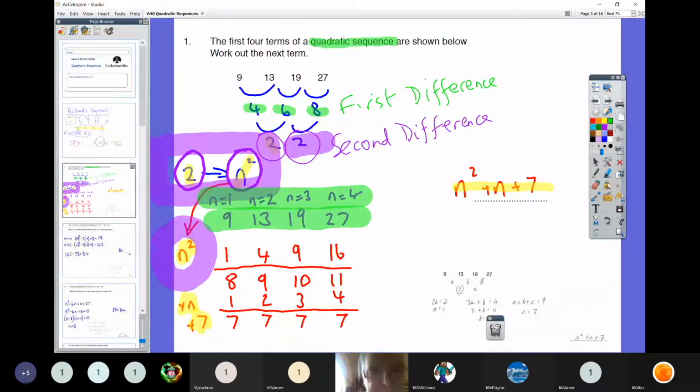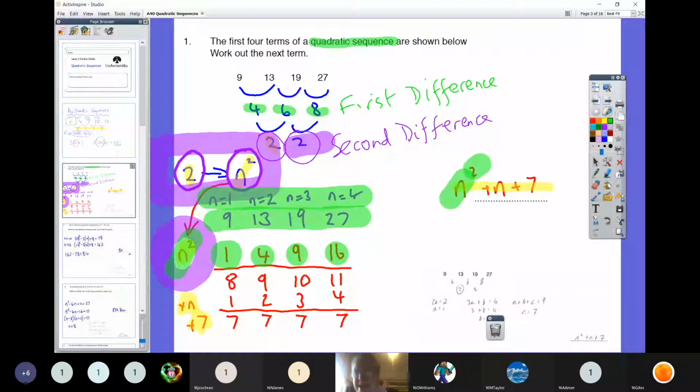Now, I've just worked out that my first part of my final answer is going to be n squared. So what does n squared give me? So remember, n is the position. So position number 1, n squared is 1. 1 times 1 is 1. That's where that first 1 has come from. Then I move on to n equals 2, and I know it's n squared, 2 2s are 4. When n is 3, 3 3s are 9. When n is 4, 4 4s are 16.